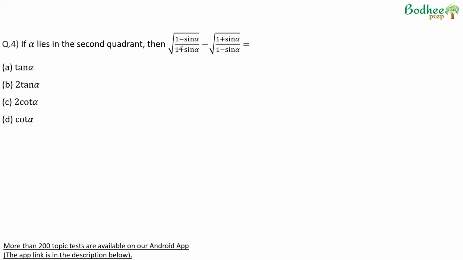If A lies in the second quadrant, all the sine values are positive. Then 1 minus sine alpha upon 1 plus sine alpha minus. So let us take the LCM first. LCM will be root of 1 plus sine alpha into root of 1 minus sine alpha. Root of 1 minus sine alpha. This gets multiplied here, so we get 1 minus sine alpha.